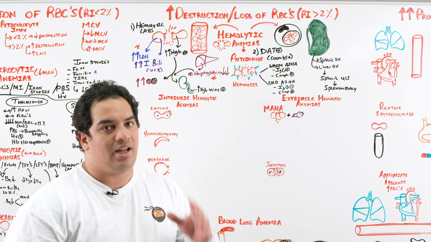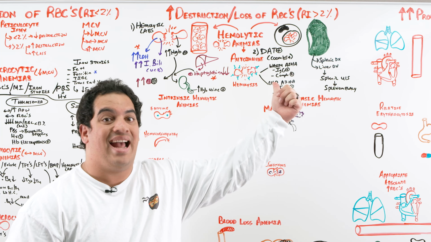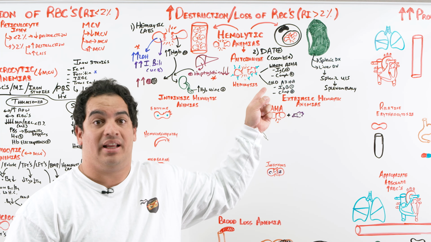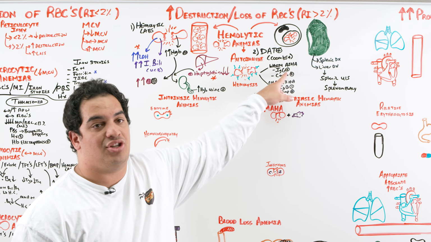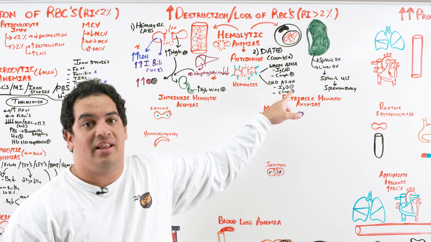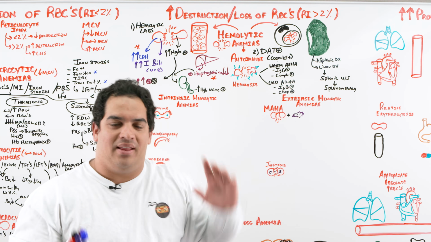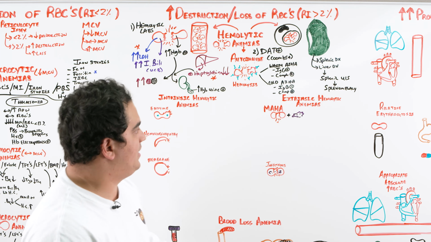If you want to come down to the simplest point, you check hemolytic labs, they're positive. You check a DAT, it's positive. If the DAT is positive, you do have autoimmune hemolytic anemia. If you want to figure out if it's warm or cold, you just look at the patterns of their IgG and their complement. If both are positive, it's warm. If the IgG is negative and the complement is positive, it's cold. That can differentiate your two different types of autoimmune hemolytic anemia.